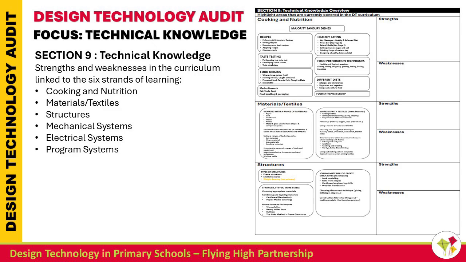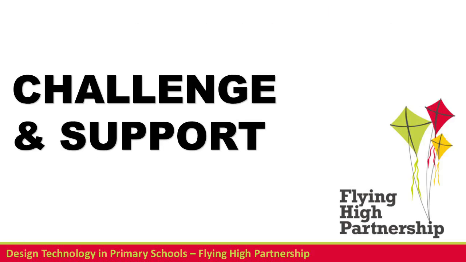Section 9 of the curriculum audit covers technical knowledge linked to the strands of learning in design technology. Some children will demonstrate a high level of understanding and ability in design technology, whilst others may struggle in the subject or aspects of the subject. All should be supported to ensure that they all achieve the designated learning outcomes for each project.